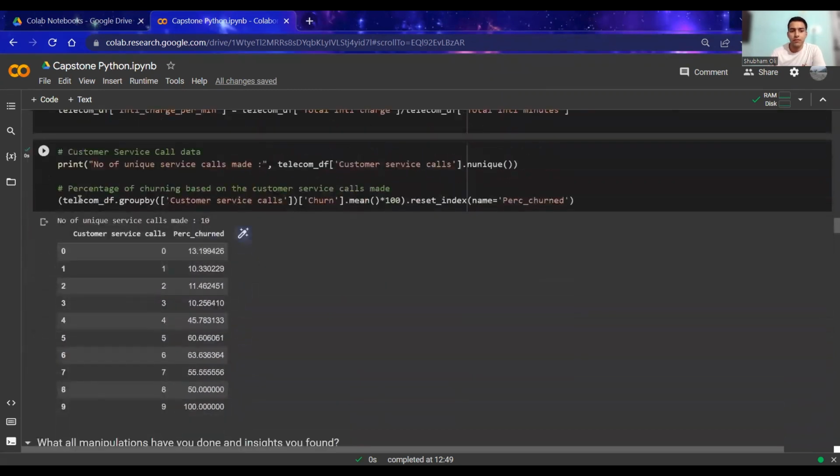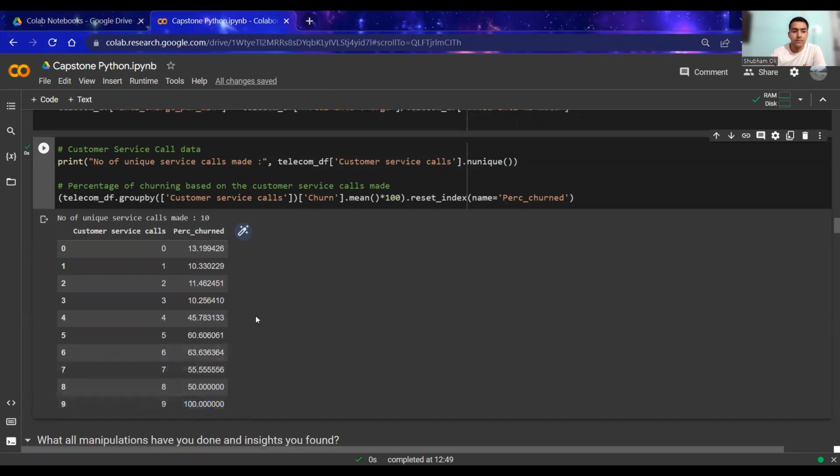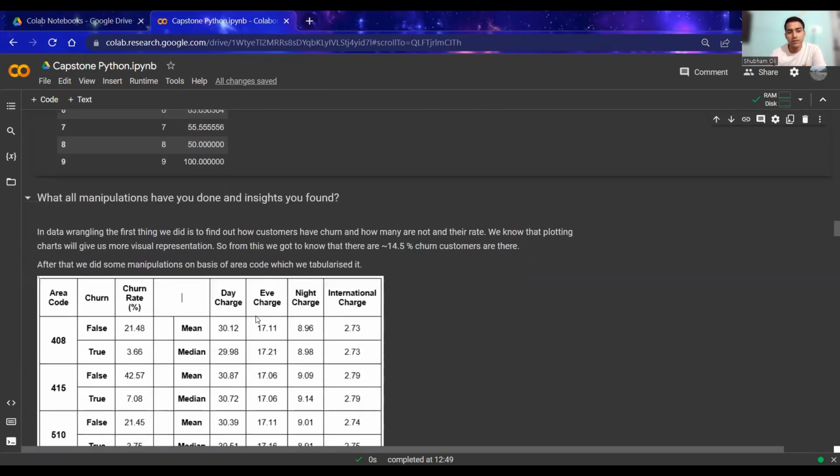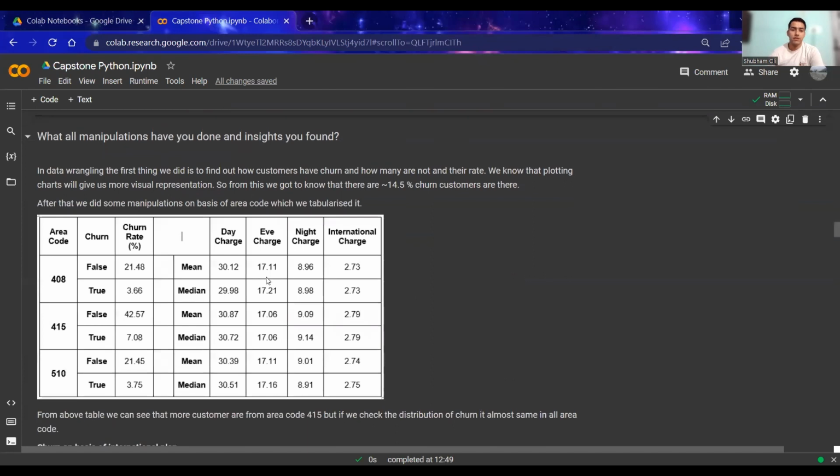So we find the number of unique service calls made are 10. And this is the list for customer service call data. So here, as we can see, those customers who call customer service 9 times are 100% churned. So what all manipulations we have done and what insights we have found now.